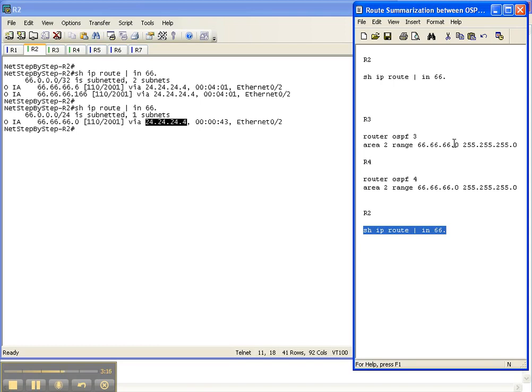I hope that helps. And in the next video cheat sheet, we're going to configure route summarization for external type prefixes, E1 and E2 type prefixes.